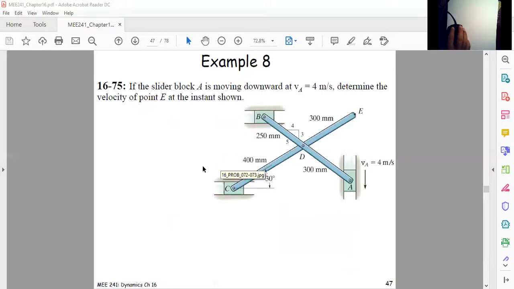Okay. Let us work on this problem. Here we have these two sliders. This one is moving with this velocity downward, and this one is constrained to move horizontally. This one is also constrained to move horizontally, and then we need to find the velocity of point E. How are we going to be able to do that? Here, what I'll do is I'm going to stop sharing, and then I'm going to redraw it over here.